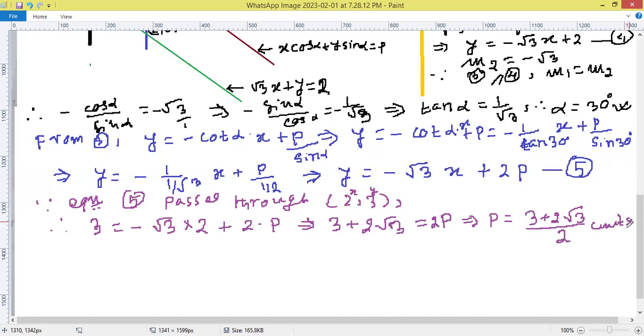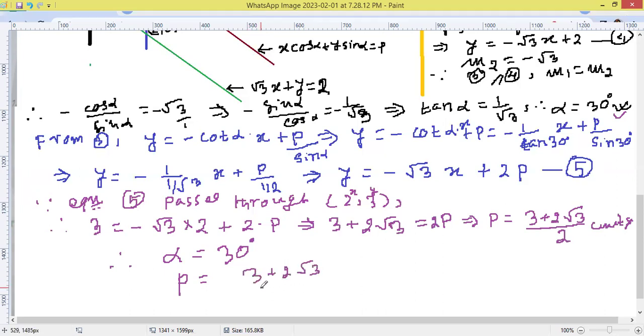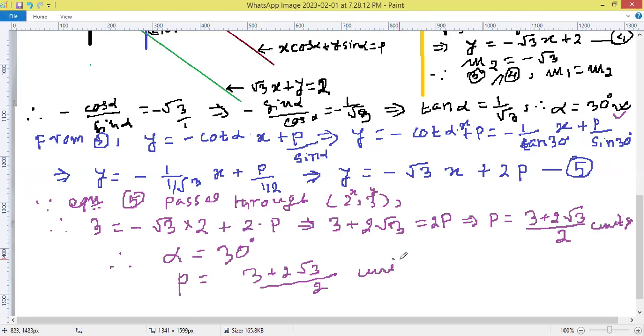All right. So therefore, the value of alpha you have just got is 30 degrees. And the value of the perpendicular length, in this case, or this constant p, is 3 plus 2 root 3 by 2 units. Or by using a calculator, you can also write this sort of number in the non-exact form, that is in the decimal form. Whenever it is given in this way, it is called the exact answer. So both ways work. So this way we can solve this problem.